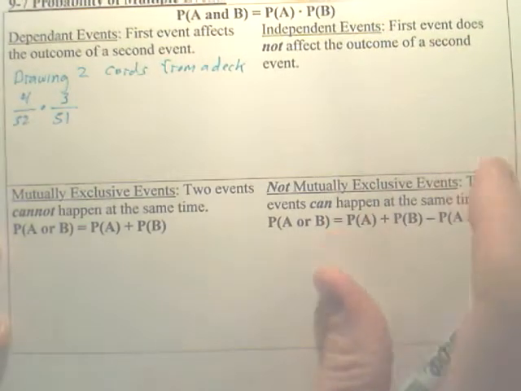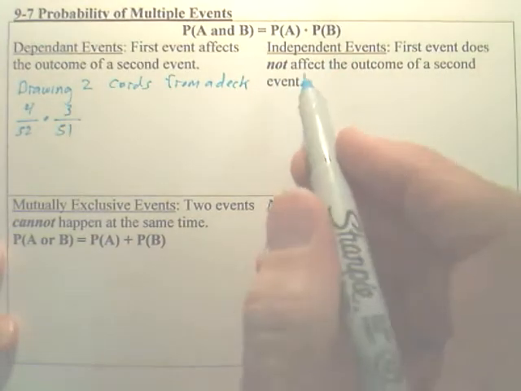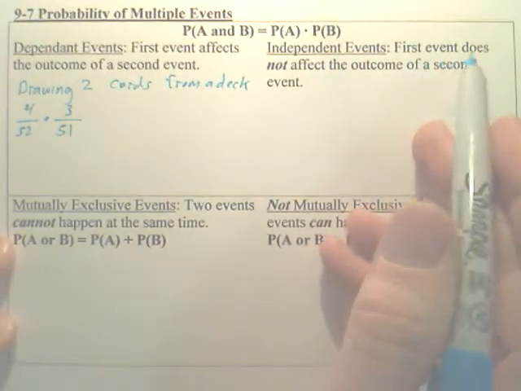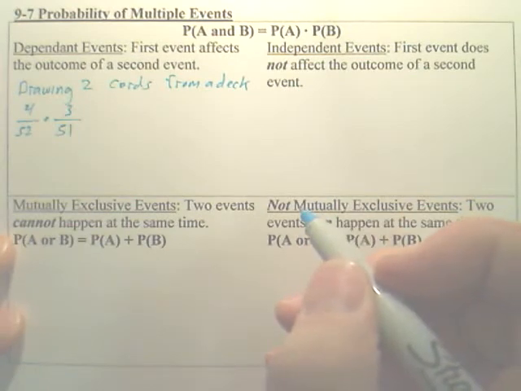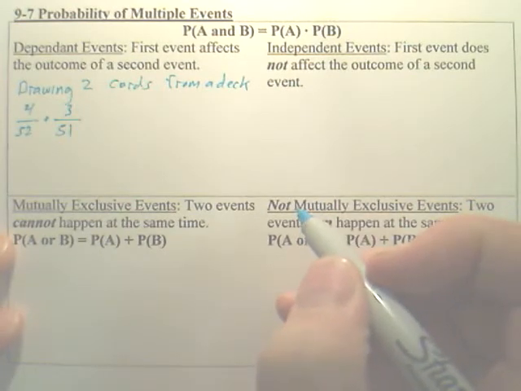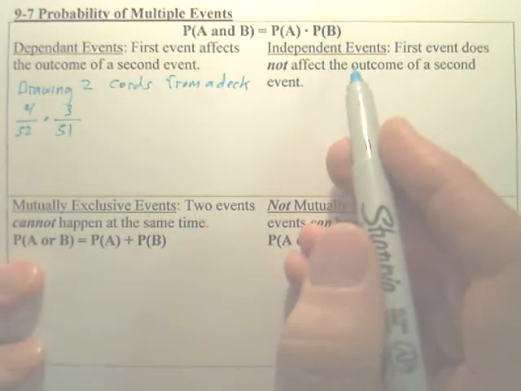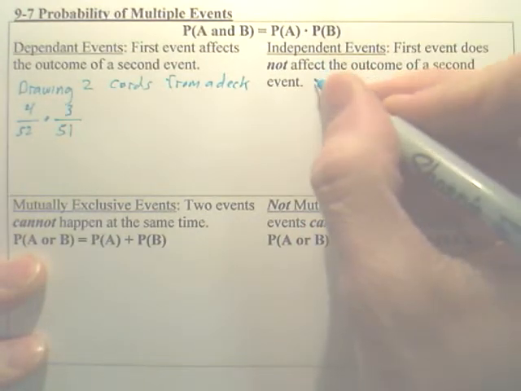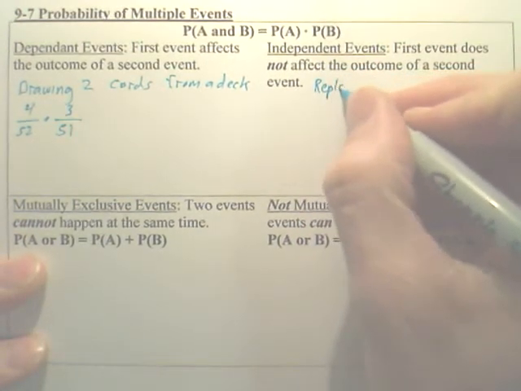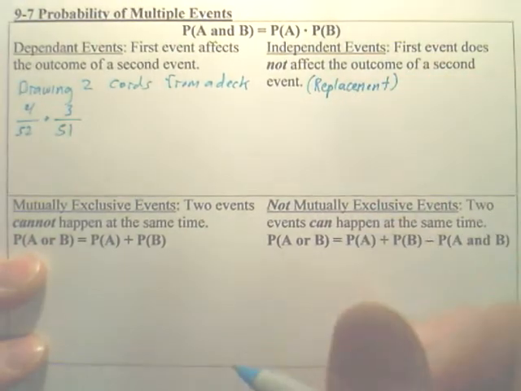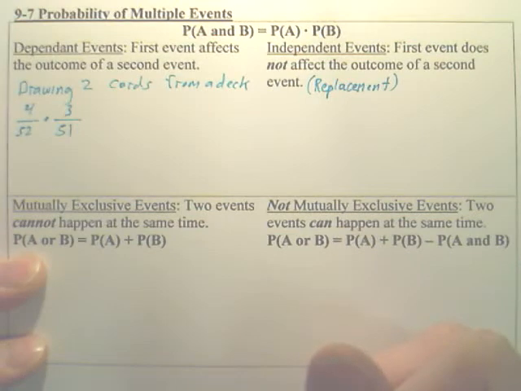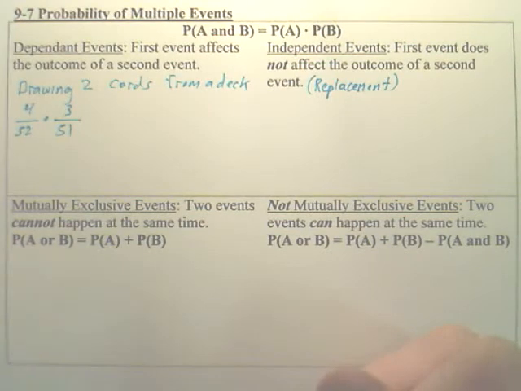Now, independent events mean the first event does not affect the outcome of the second event. Alright? What that means is replacement. This means there's something called replacement. You're putting it back into the deck. Got it? Replacement, you're either putting it back into the deck or it doesn't.